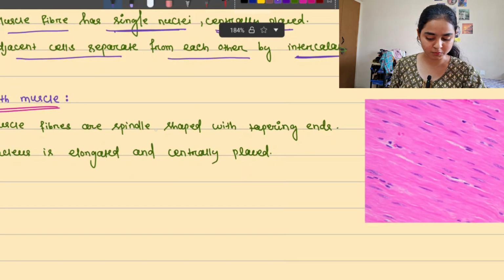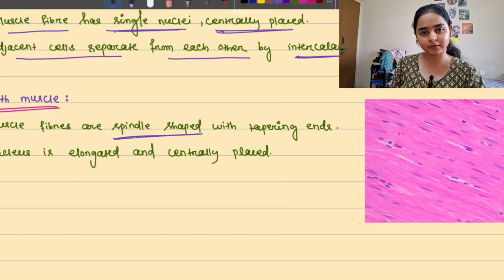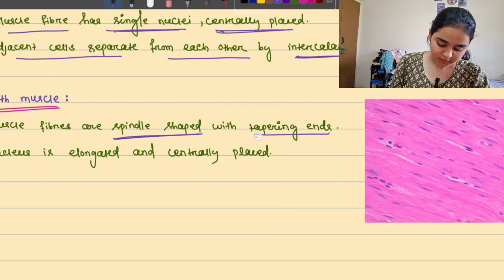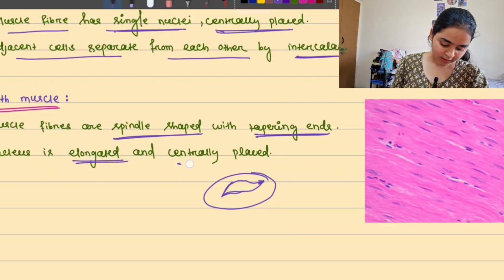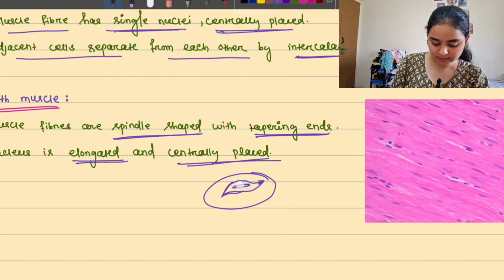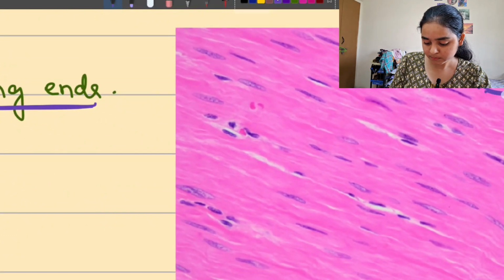Now coming to the smooth muscle. Smooth muscle is the spindle shaped cell, and you know it is the involuntary cell. So spindle shaped and with tapering ends. How it looks like this. It is spindle shaped with tapering ends, both side tapering ends. And the nucleus is elongated and centrally placed. Nucleus is also elongated and centrally placed like this. So here you can identify in the slide, these are the spindle shaped cells and the nucleus is present in the center.